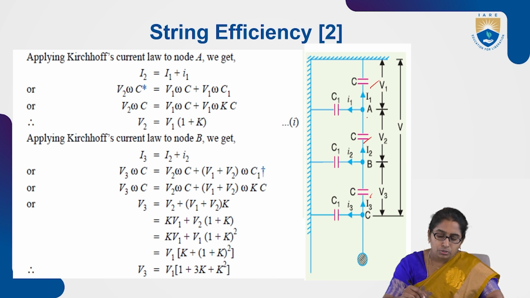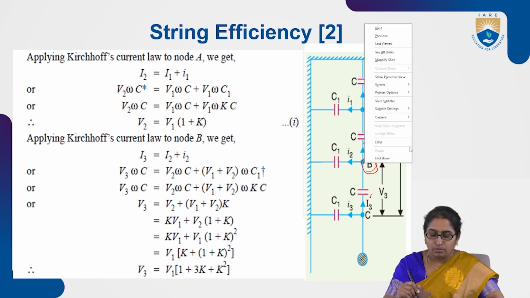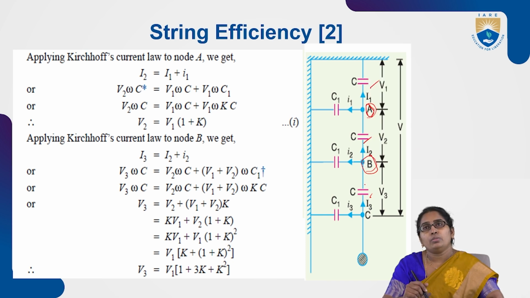They have shown each node. In this diagram, there are nodes. First, at the top unit, the common point is one node, shown with capital A. Corresponding to the next unit, the common point is this point, which is node B, let us say, and the last one is node C.